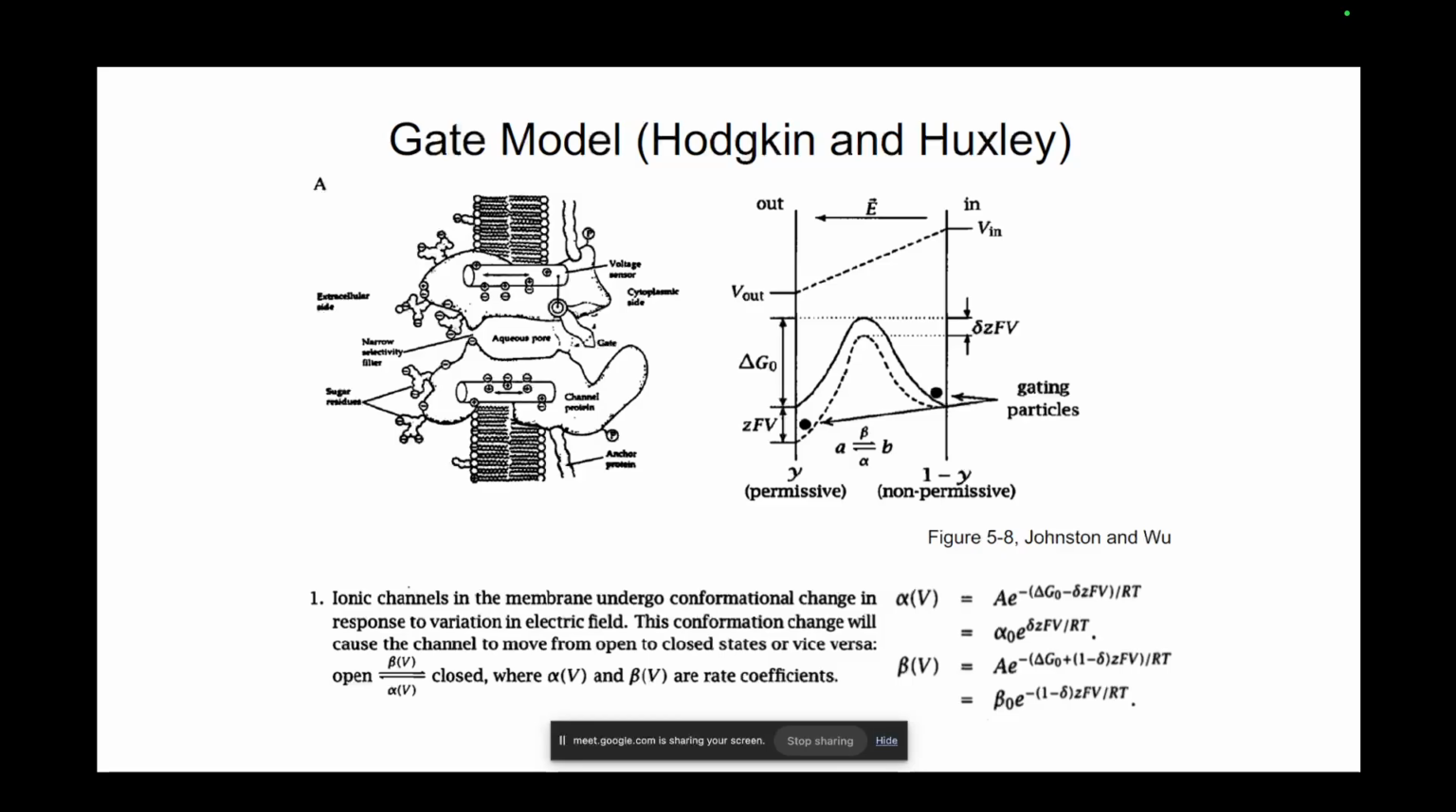What they assumed were there were gating particles. There are particles inside the neuron which actually control this particular flow. So they did not know much about ions. What they conceptualized is gating particles.